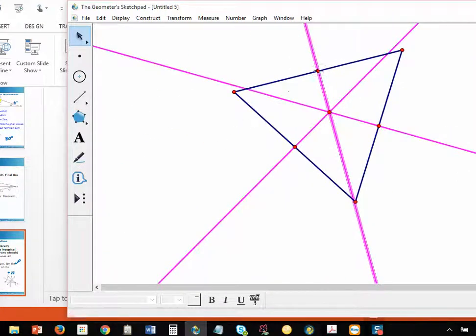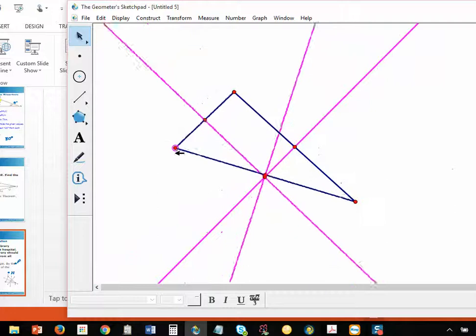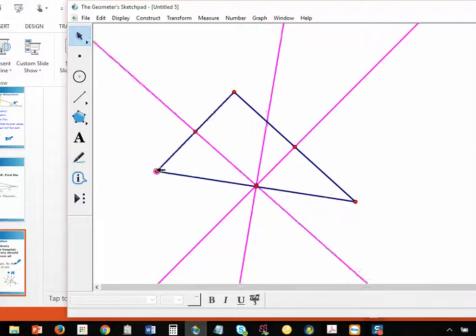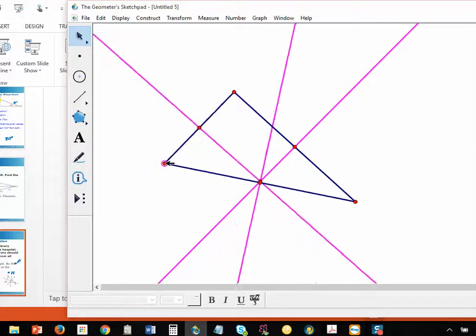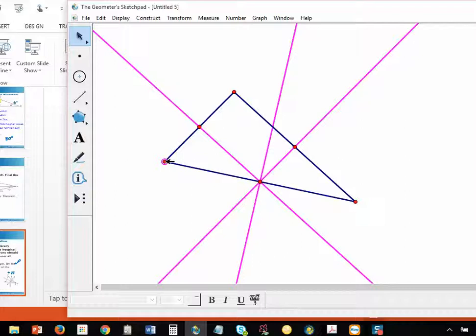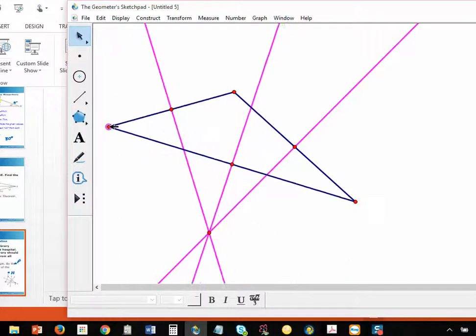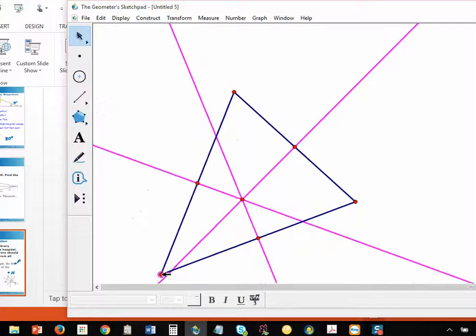And you see, if you change your triangle to a right triangle, I'm trying to make it be a right triangle, it would be right on the edge of the triangle. If it's an obtuse triangle, the circumcenter is on the outside. And if it's an acute triangle, the circumcenter is on the inside.